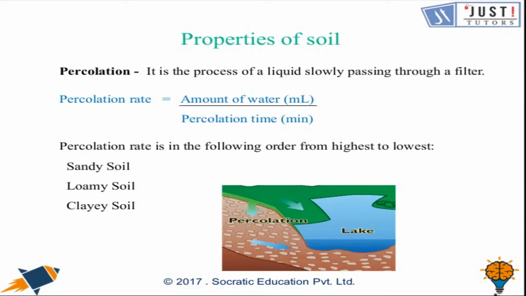Let's move on to the properties of soil now. One of the most important properties is percolation, which is actually the process of a liquid slowly passing through a filter. We've also got a formula for percolation rate. Now percolation rate is the highest in sandy soil, then in loamy soil, and at the end clay soil.